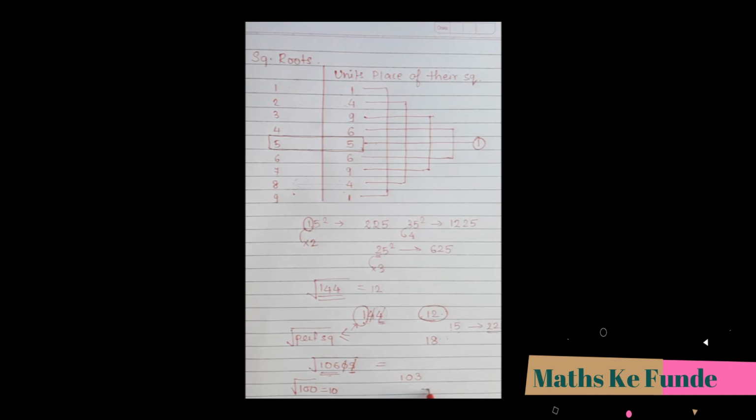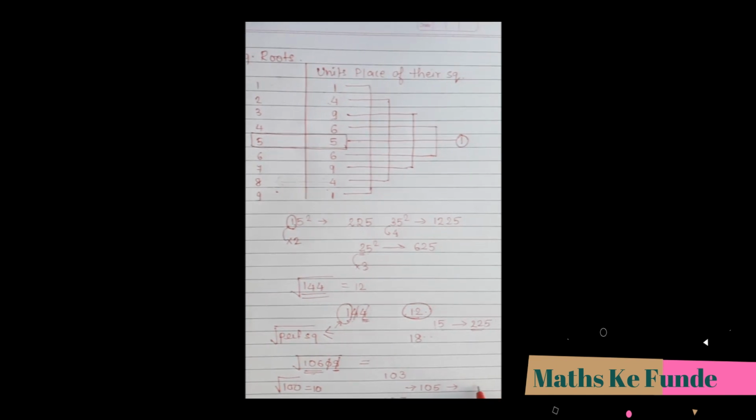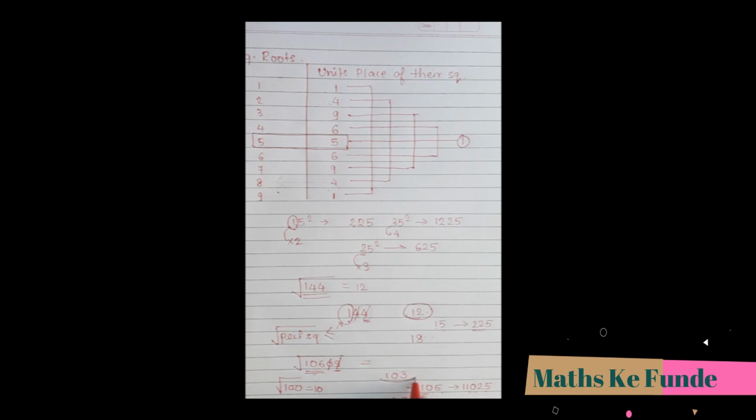Now the number ending with 5 in between, that's 105. How will I get 105 square? Simple. 5 square will be 25. Now the number left is 10. 10 into 11 will give me 110. So the square of 105 is 11025. Now observe the number you have. It's 10609. It's obviously less than 11025. So your square root should be 103. I hope the square root method is clear.